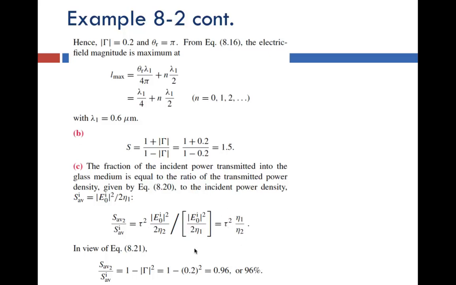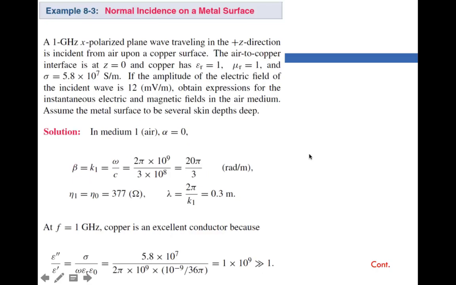over eta 2. And plugging into the formula, we basically then get 0.96%. So 0.96% is the fraction of the incident power transmitted into the glass. So most of it, actually, which we know because we see glass is transparent.